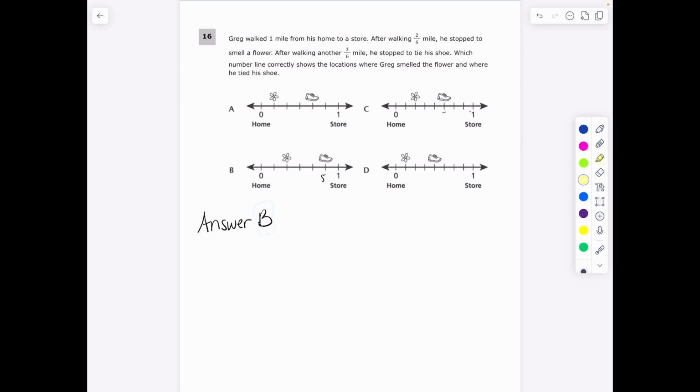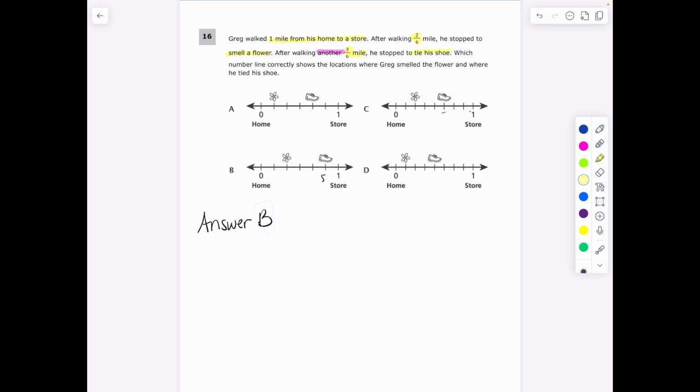Greg walked 1 mile from his home to the store. After walking 2/6 of a mile, he stopped to smell a flower. So we know that happens there. And then he walks another 3/6. Matter of fact, I'm going to put another in another color so we have it in there. He walks another 3/6 mile and he stops to tie his shoe. Which number line correctly shows the location where Greg smelled the flower and then he tied his shoe?